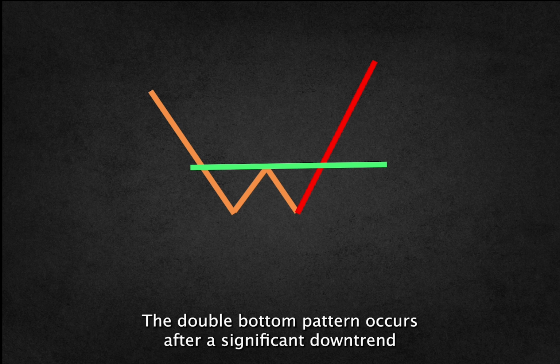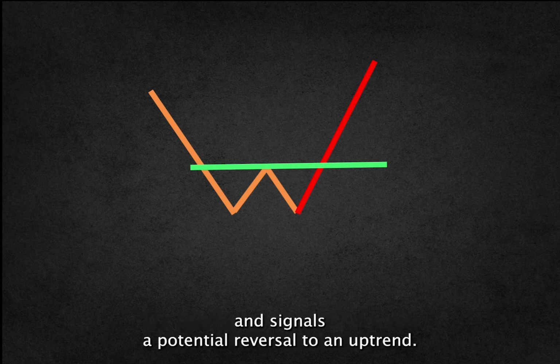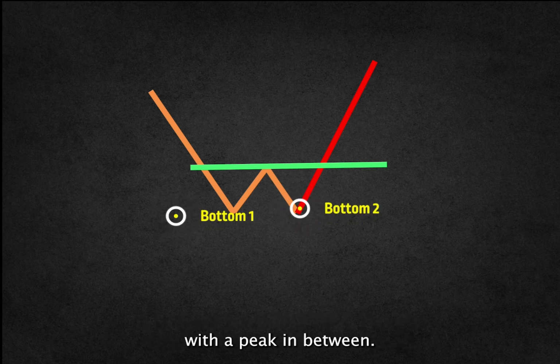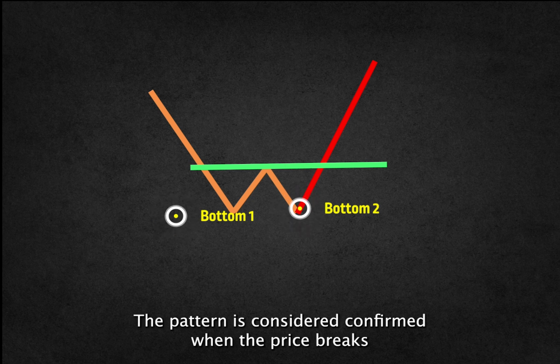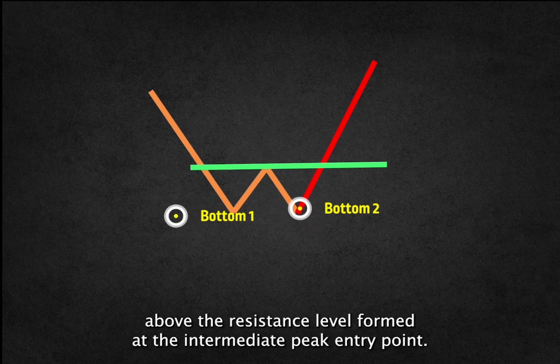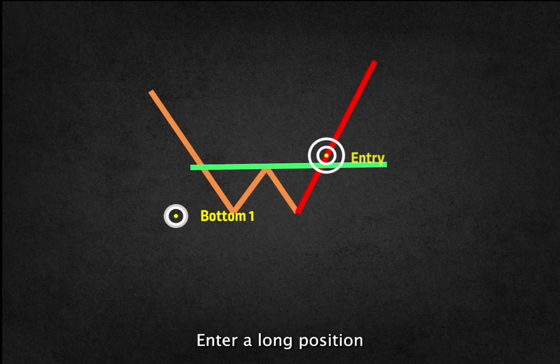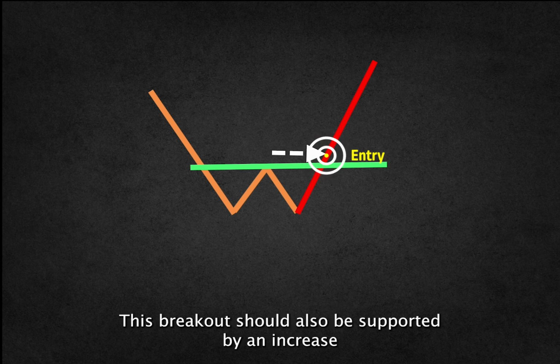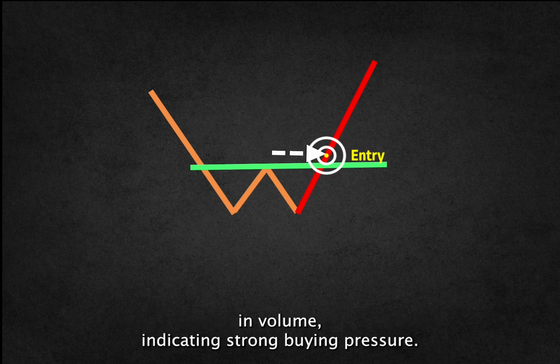Double bottom. The double bottom pattern occurs after a significant downtrend and signals a potential reversal to an uptrend. It features two consecutive troughs that are roughly equal in depth with a peak in between. The pattern is considered confirmed when the price breaks above the resistance level formed at the intermediate peak. Entry point. Enter a long position when the price breaks above the resistance level at the intermediate peak. This breakout should also be supported by an increase in volume, indicating strong buying pressure.